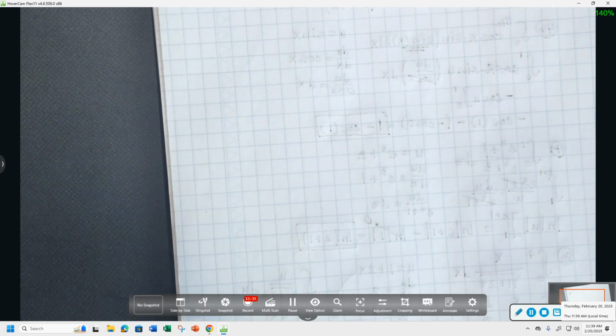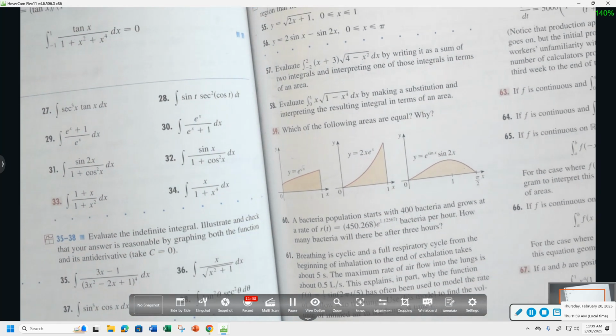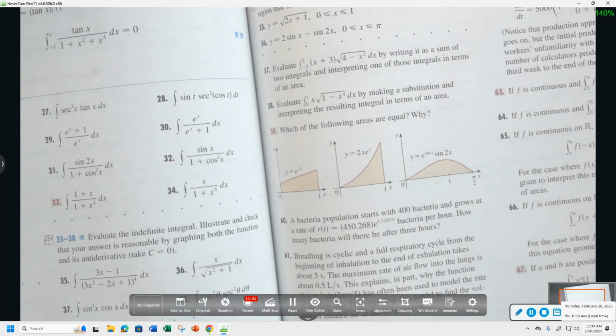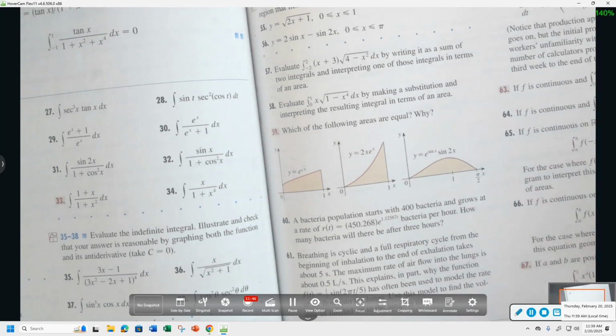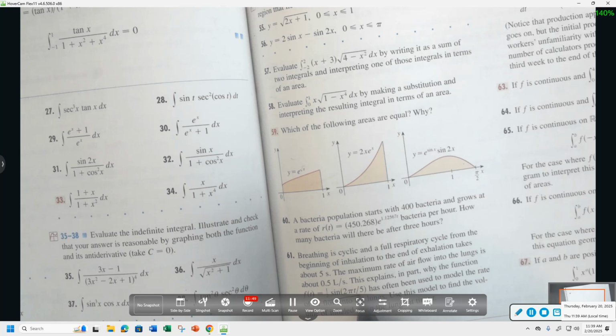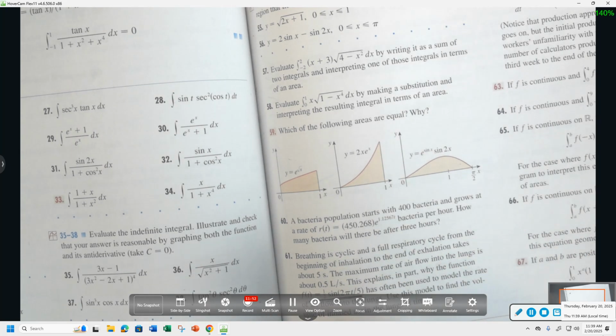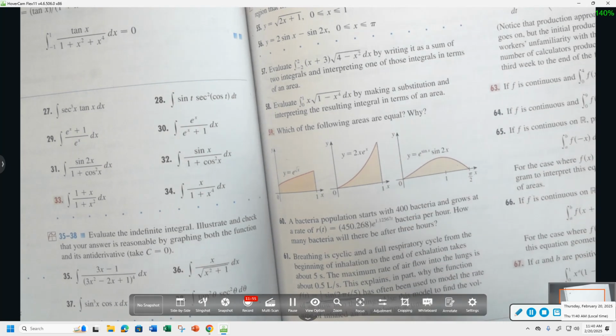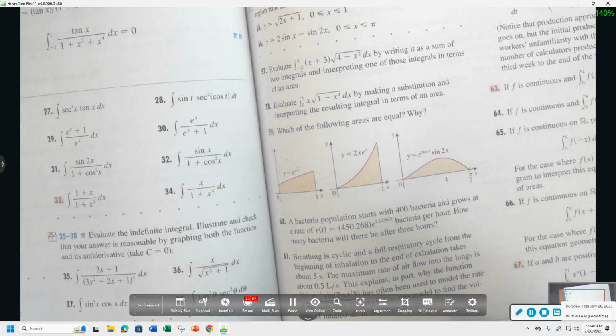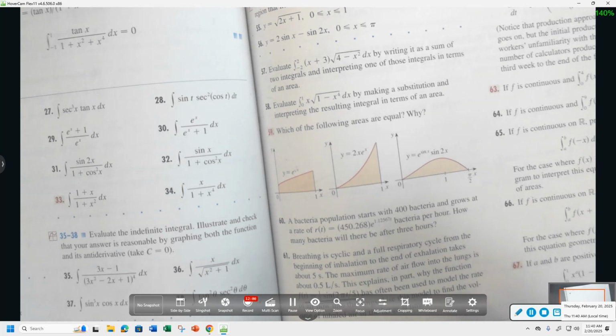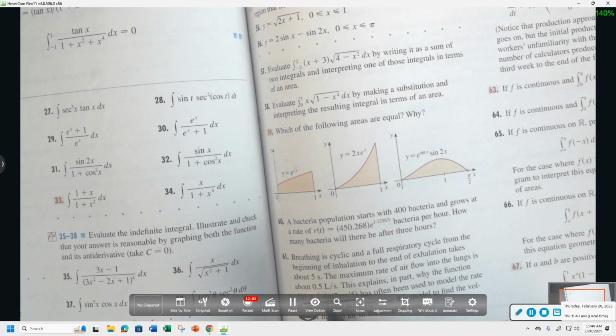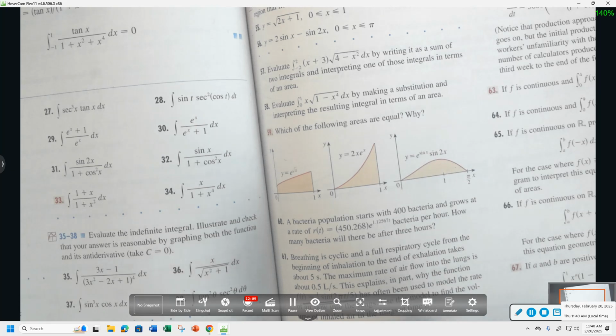All right, 61. This is a ridiculous problem. Breathing is cyclic and a full respiratory cycle is from the beginning of inhalation to the end. There's too much backstory here. They give me an equation. Use this model to find the volume of inhaled air in the lungs at time t. So what do we have to do on this problem? The maximum rate of airflow into the lungs is about 0.5. This explains why this function has been used to model the rate of airflow. This is the rate of flow. Use this model to find the volume of inhaled air at time t. Are we just integrating that?